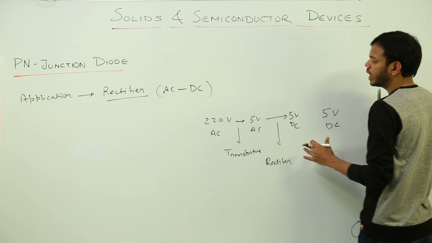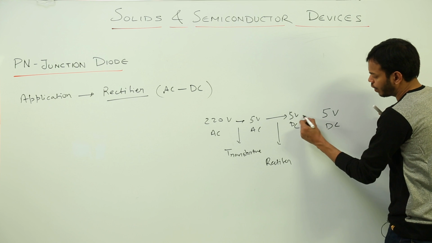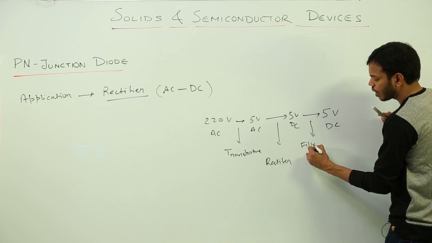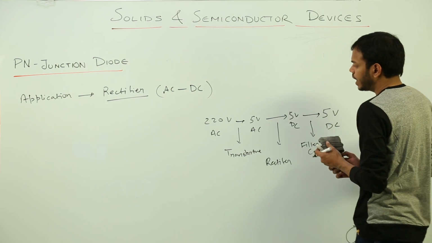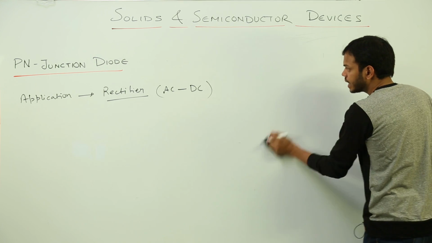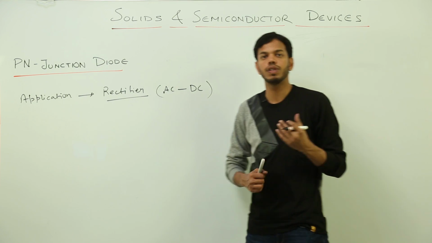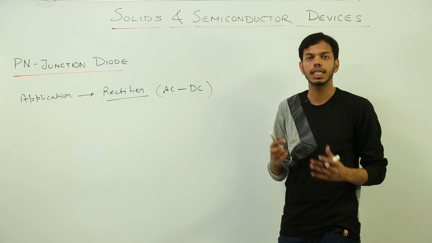But this voltage is kind of fluctuating in nature. So this fluctuating DC is converted into constant DC or stable DC, which is done by a filter circuit. So these three basic components are always there in any charger. Once we study rectifier, the device which converts AC to DC, we'll move on to triodes, which are basically transistors.